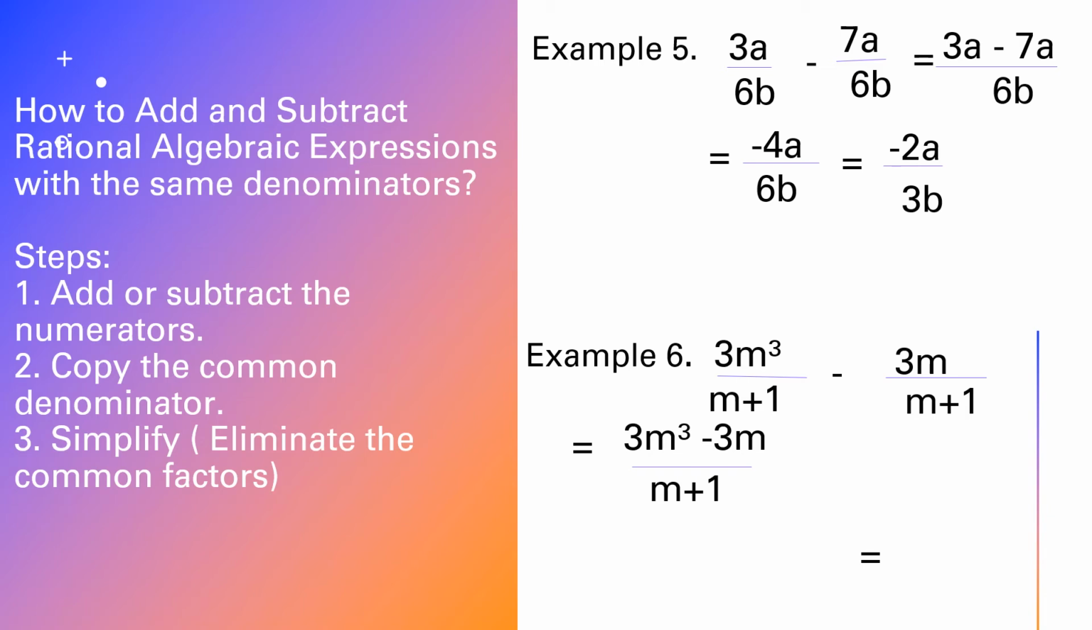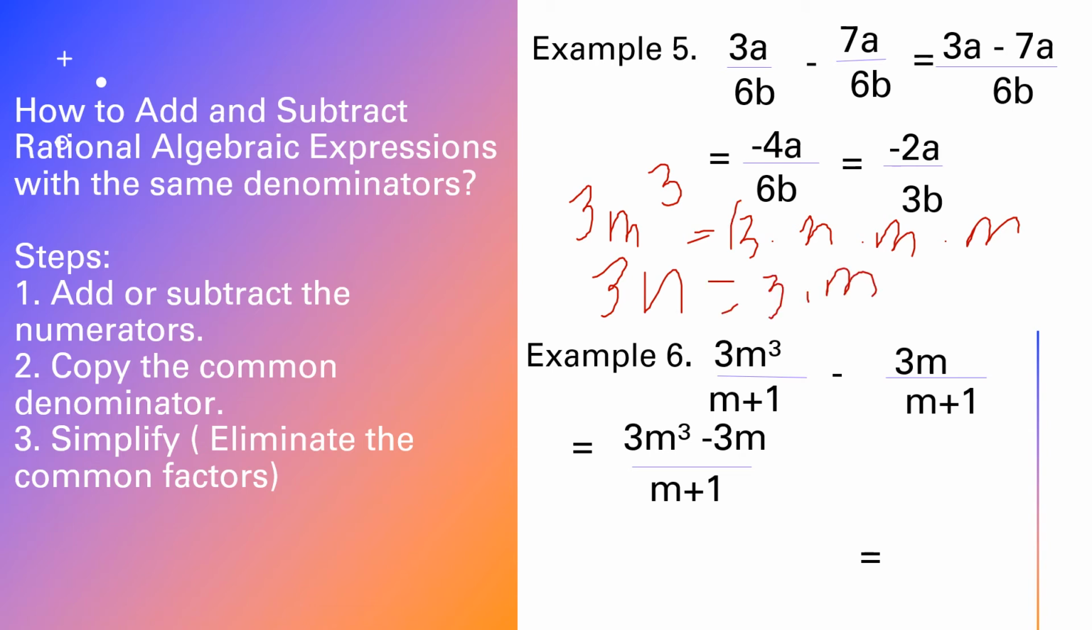The factored form of 3m cubed minus 3m, the GCF is 3m. To do this, again, we have 3m cubed, that is 3 times m times m times m. And then for 3m, simply 3 times m. So the common factors now are 3 and m, which is 3m. So we are going to put that GCF, 3m, outside the parentheses, this one.